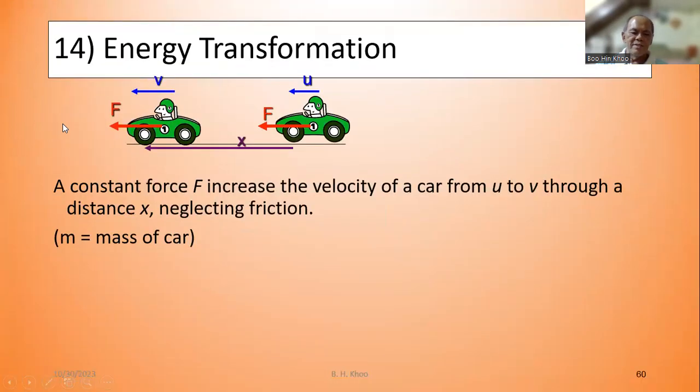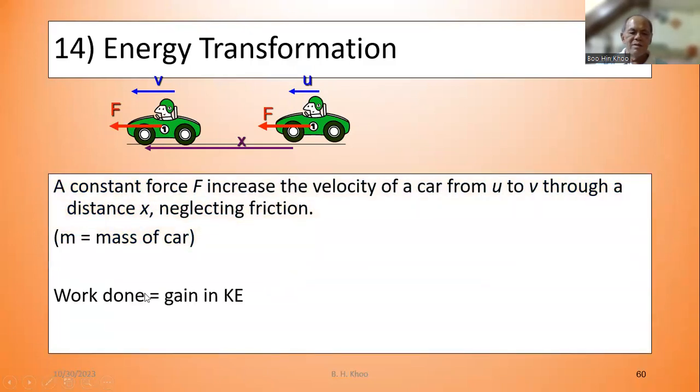Okay, let's just carry on. Energy transformation: a constant force, that's a force, right, increases the velocity of a car from u to v through a distance x, neglecting friction. The mass of the car is m, so that's where the car is moving, and then you apply a force, increase the velocity to v, force is still applied, so you should be able to write the formula. Work done equals gain in kinetic energy. Half mv squared final minus initial equals work done.